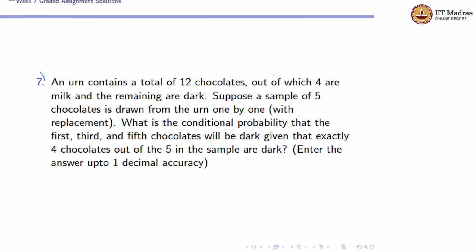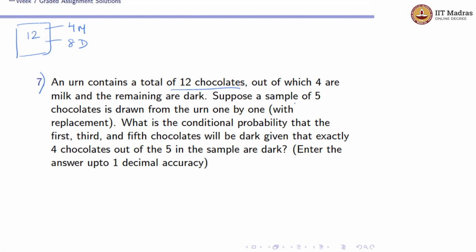Question number 7. An urn contains a total of 12 chocolates, out of which 4 are milk and the remaining are dark. So we have 4 milk here and 8 dark.